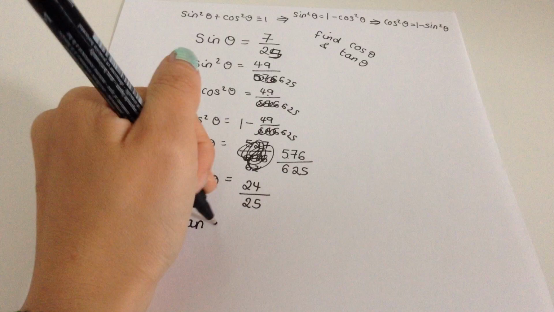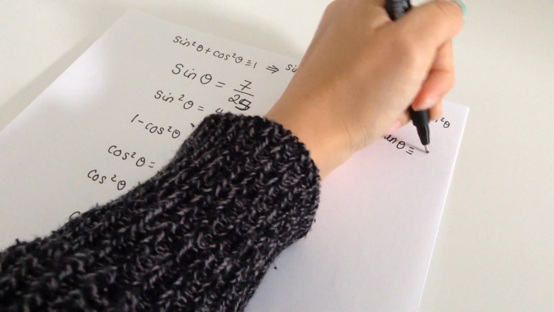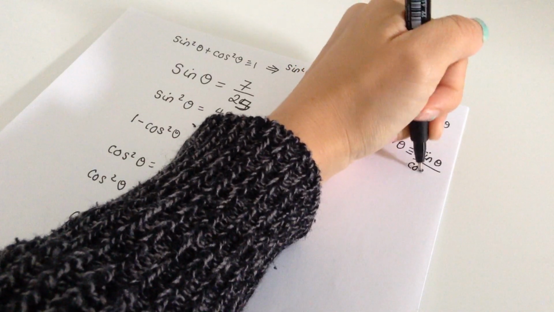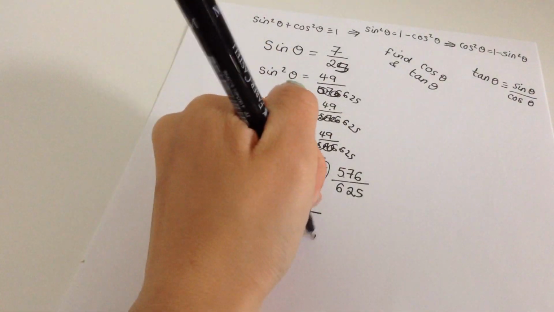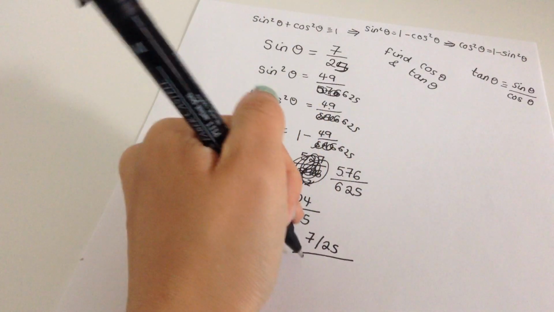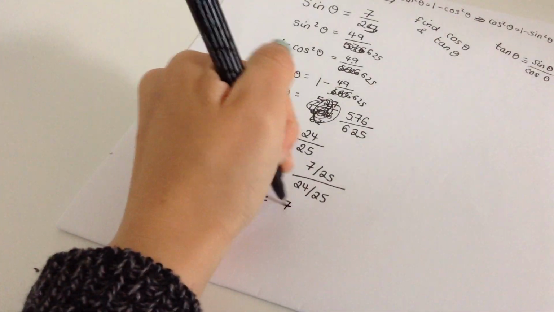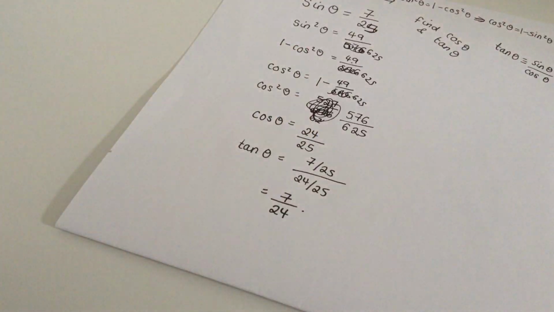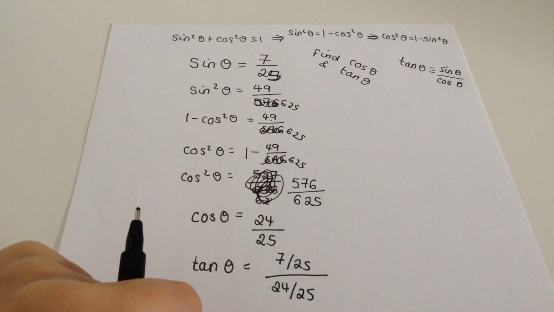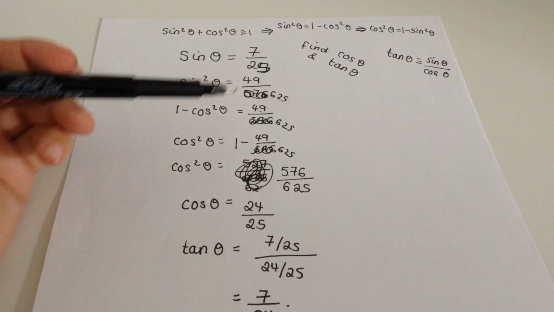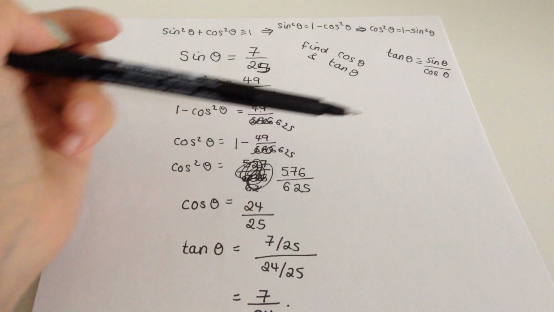For tan theta, we can use the identity that tan theta is sine theta over cos theta. I know what sine theta is, because they told me, and I know what cos theta is, because I just worked it out. So I can just divide them. In reality, this isn't the method I would use to solve this kind of question, but the question specifically said to use this identity, so I did what they told me to do.